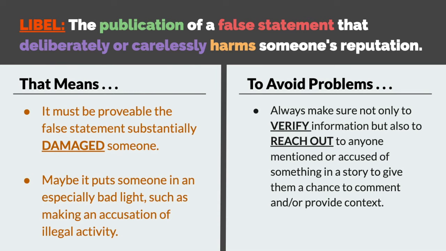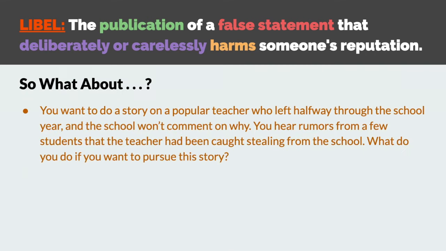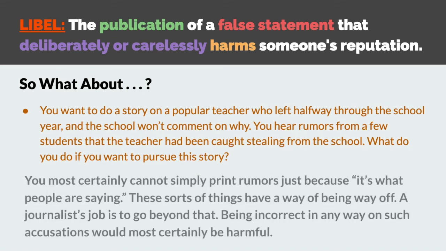You shouldn't be mentioning them at all if you're not also going to reach out to let them give context or provide information you might not have or correct some mistakes you might have in there. Say you have a story on a popular teacher at school who left halfway through the year and you don't really know why, and the school district won't comment on it. You want a story on it.